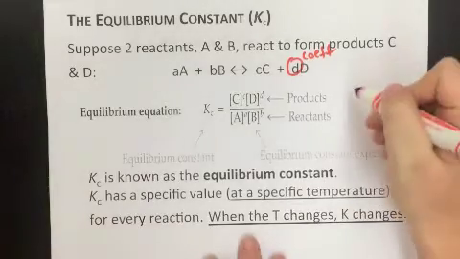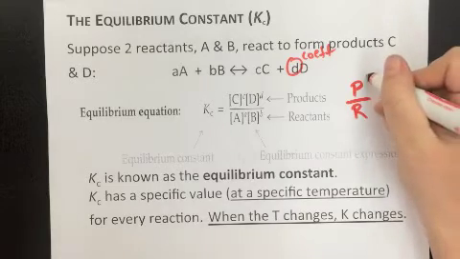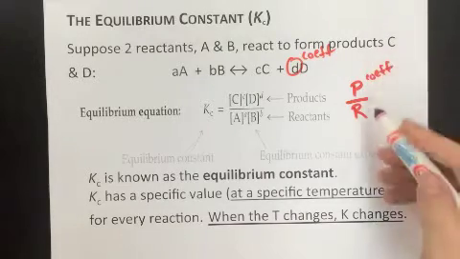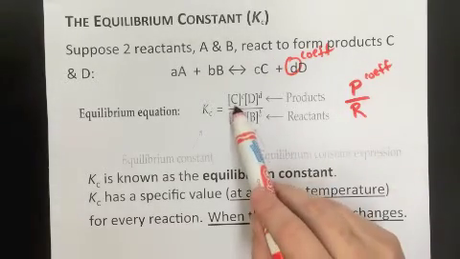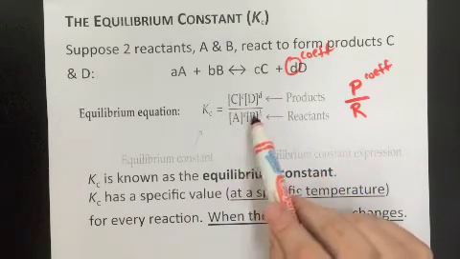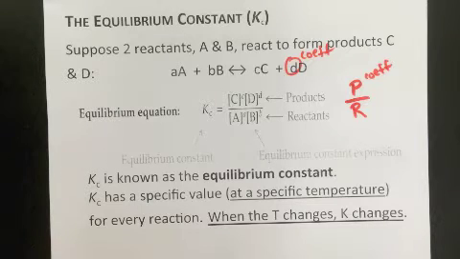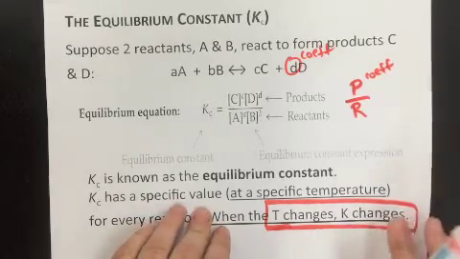All you have to do is take the products over the reactants raised to their coefficients, okay? So for example, you get big C raised to c, big D raised to d, divided by A raised to a, and B raised to b. Okay, so Kc is known as the equilibrium constant. It has a specific value at a specific temperature. So the only thing that can change the K is if T changes. Nothing else can change that constant. So let's do an example.